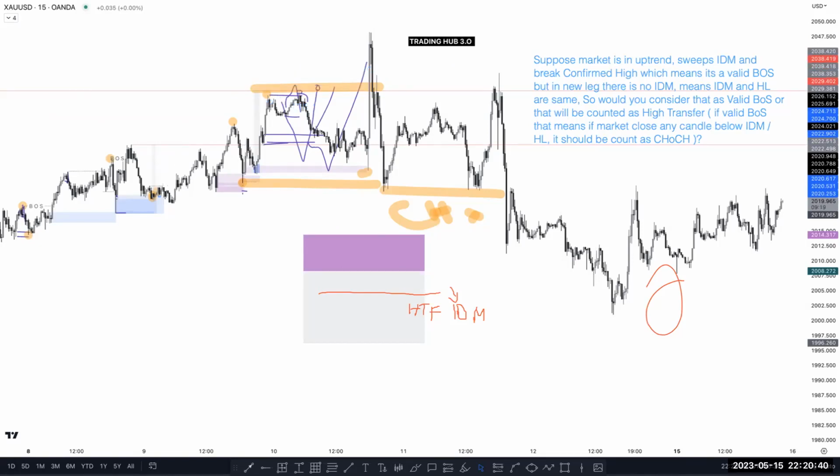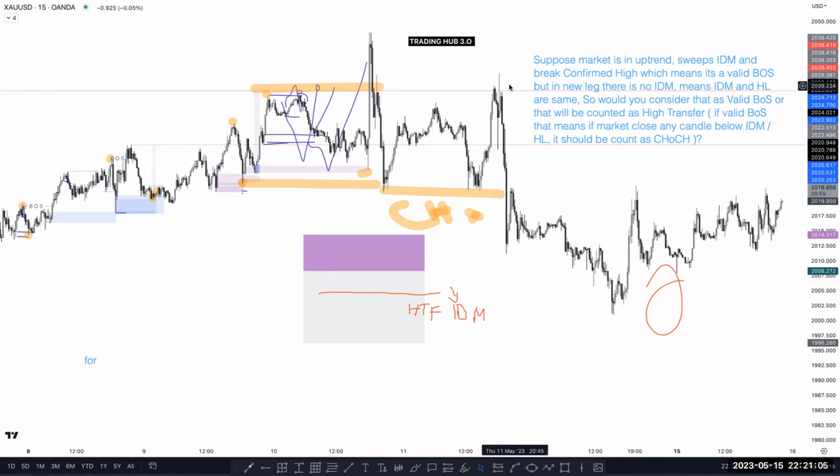Support market is printing a sweep, inducement, and break confirming the high. Okay, which means it's a valid break of structure. Okay, but in neo lag there is no inducement, meaning IDM and higher low are the same. Exactly. So would we consider a valid pause, or will that be a high transfer valid?